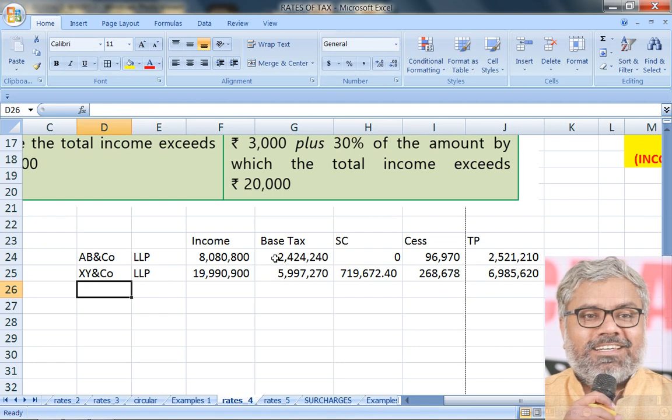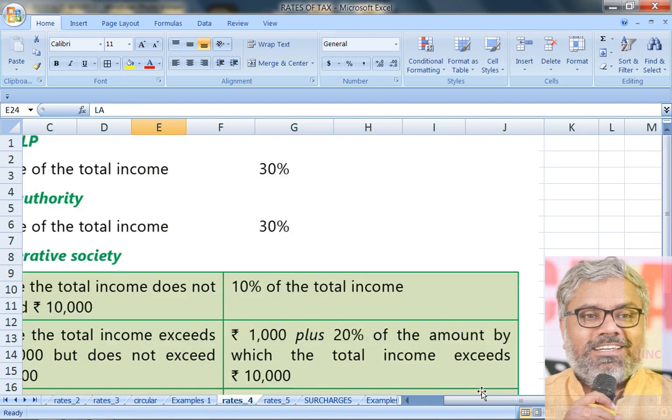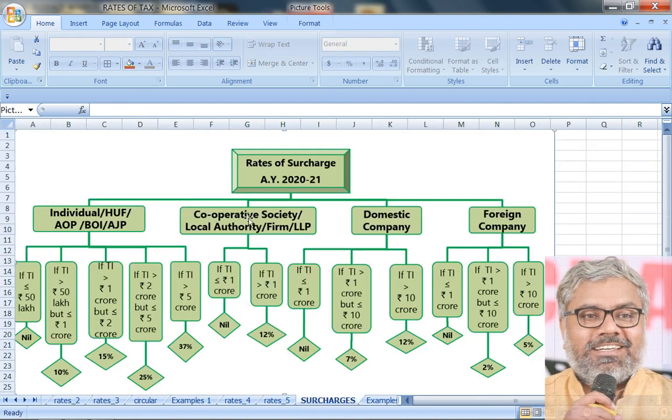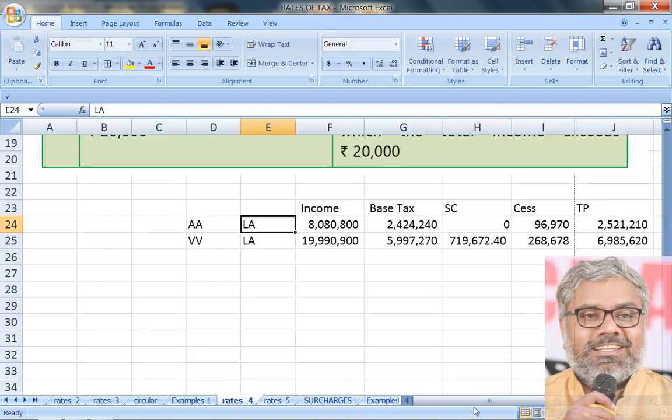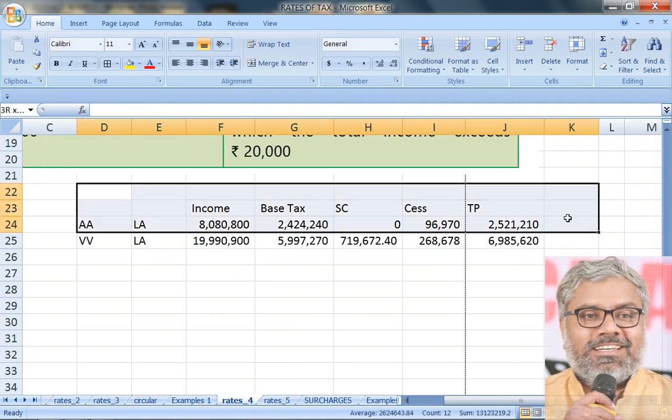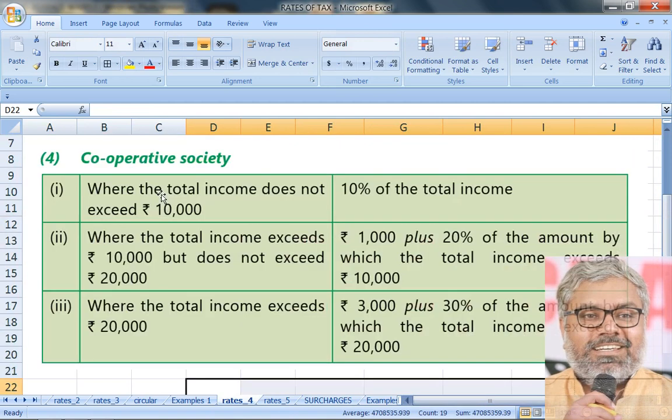What if these are LLPs? Will there be any difference? Answer is no. Even in the case of LLPs also, the same type of calculation will happen. What if this is some other thing, like let us say local authority? Will these calculations change? No, because for both firm and LLP same rate of tax, for local authority same rate of tax. Even for surcharges also, for local authority, firm, LLP, cooperative society, same surcharges. So that is why there will not be any difference in these calculations. In case of a firm also, LLP also, local authority also, all of them will have same type of calculations.